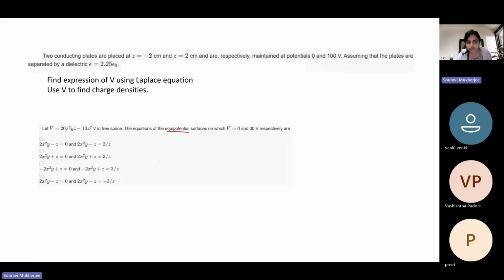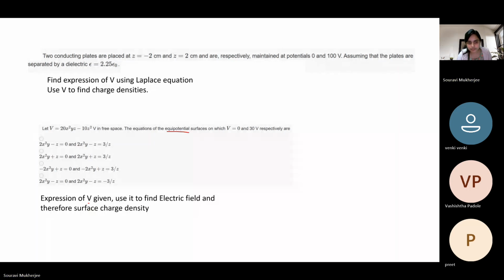Now, once you know the expression of potentials on the two surfaces, you can be asked what is the general expression of potential somewhere inside. Or, this is your general expression of potential which is given. So can you find the electric field? Can you find the surface charge density? So you have two surfaces. One is at V equal to 0, another is at 30, suppose. So you know that these are the two surfaces. You know the general form of potential.